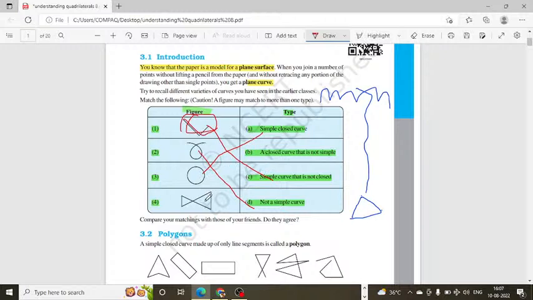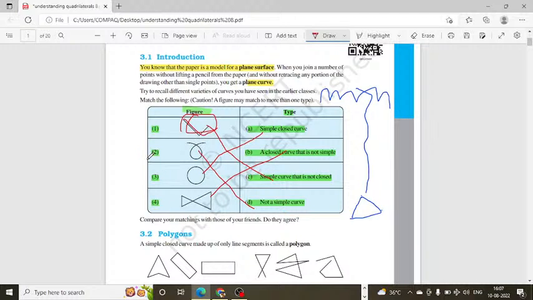Now fourth one. So here you can just find there are two closed curves. That is not simple because it's in the form of lines. Can you see here? These lines are just joining them together to make them close. So it's a closed curve that is not a simple one. So till here we understood what is a curve and what is a plane surface.